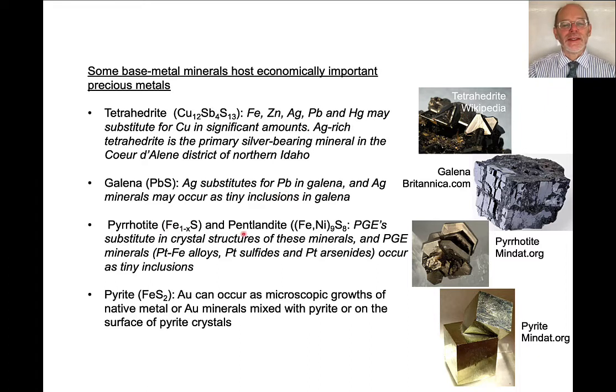In pyrrhotite and pentlandite, which is an iron-nickel sulfide, platinum group elements can substitute into their crystal structures. They can also occur as platinum group minerals as tiny inclusions. And then in pyrite, gold can occur as microscopic growths of native metals or as other gold minerals mixed in with the pyrite or on the surface of pyrite crystals. So although we think of these minerals as economic with respect to copper, antimony, lead, iron, and nickel, they can also be important for silver and gold.